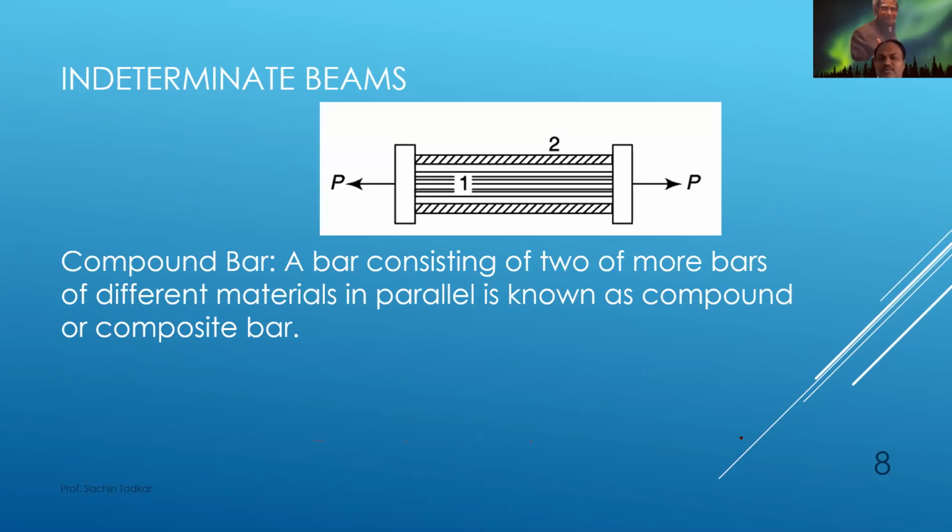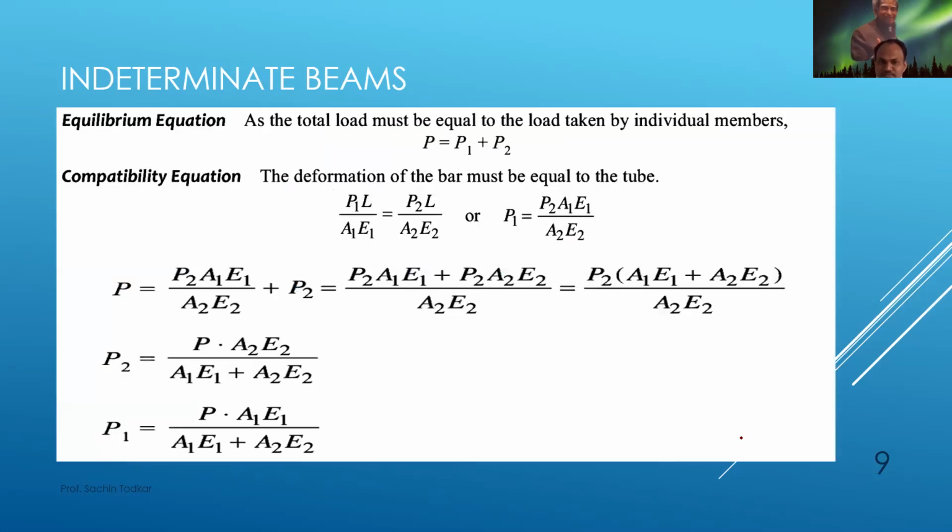Now, an example of an indeterminate beam is the compound bar. A bar consisting of 2 or more bars of different materials in parallel is known as a compound or composite bar. So in case of composite bars, we are going to use the indeterminate beam system to solve the numericals. The equilibrium equation is a simple one: total load must be equal to total load taken by individual members. So P is equal to P1 plus P2.